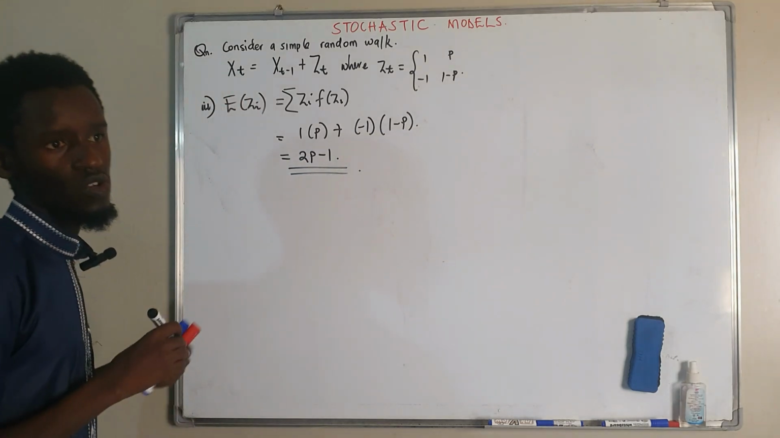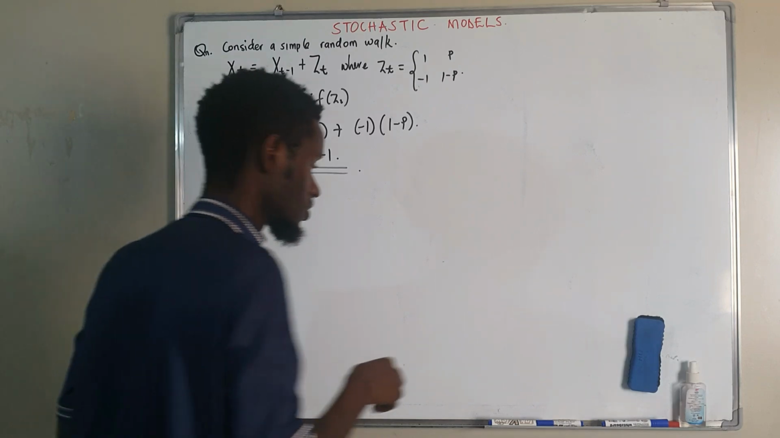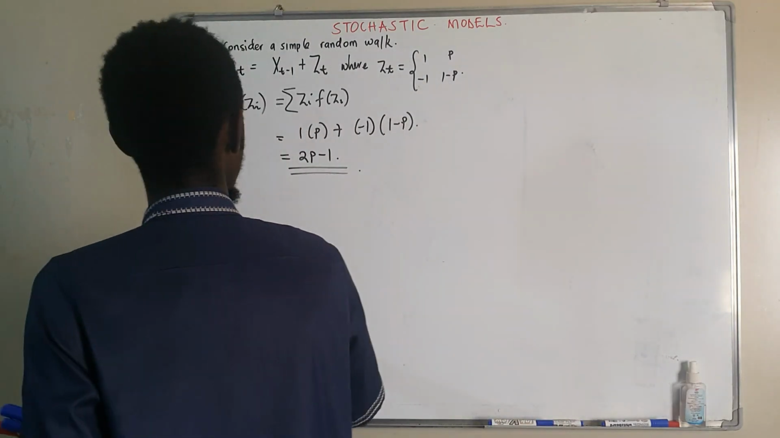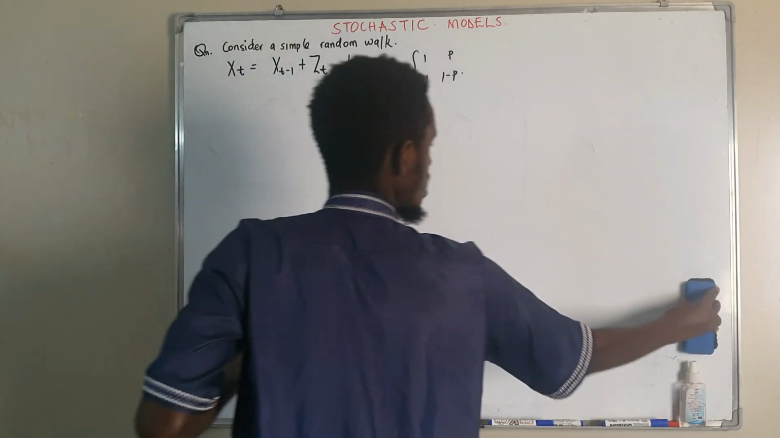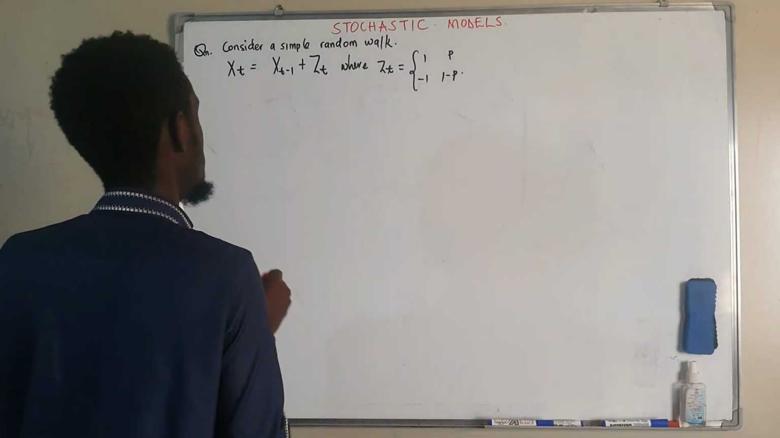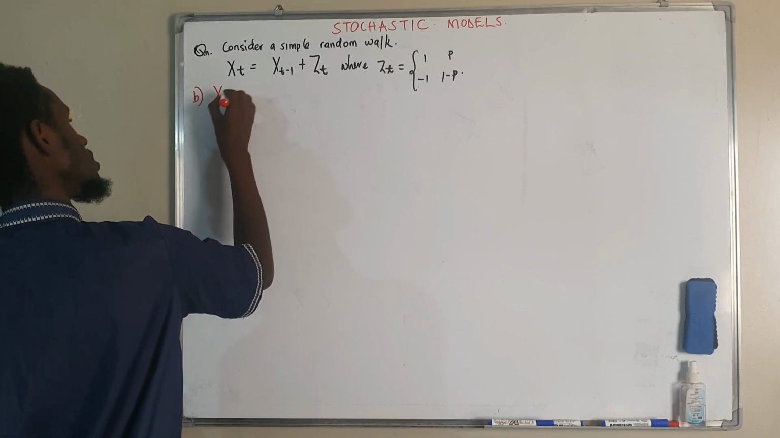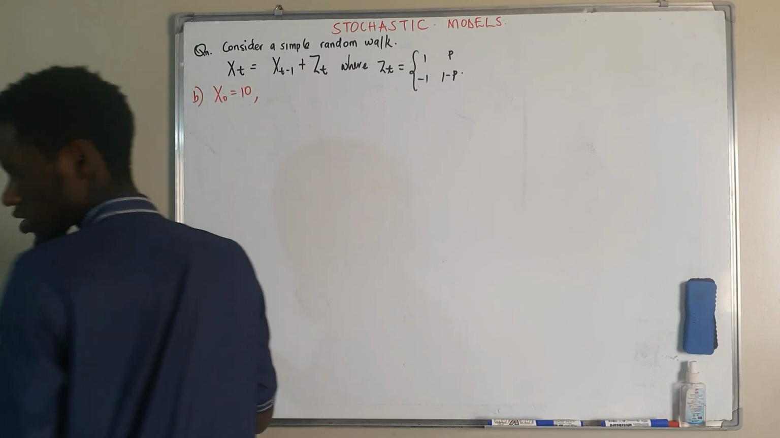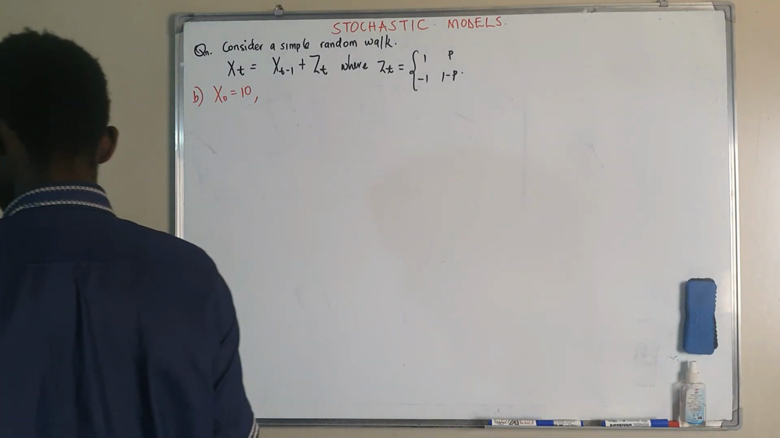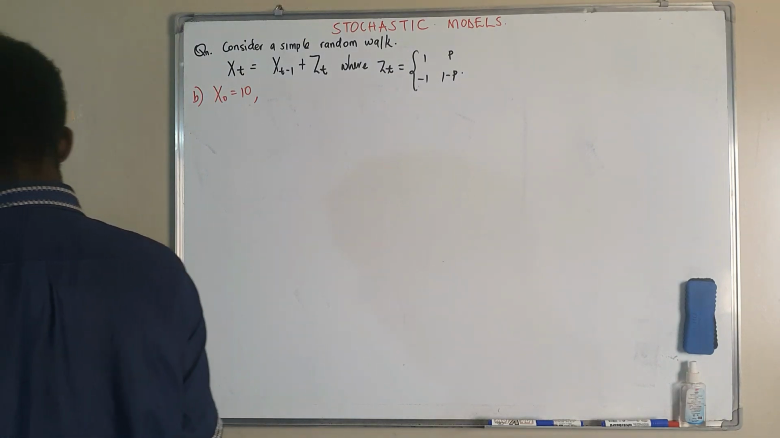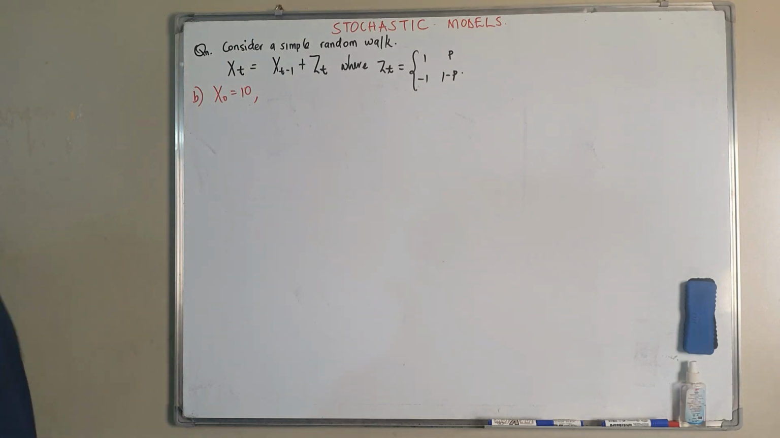I think we call this one. This one was the simplest. Now, for part B of the question, they said suppose x naught is 10. Now they want us to calculate the probability. They want us to sketch all possible paths of x5.